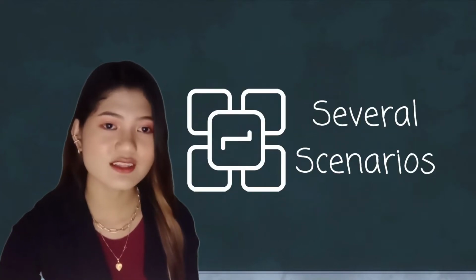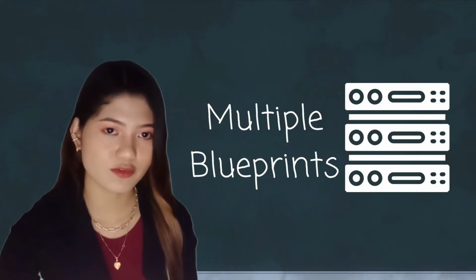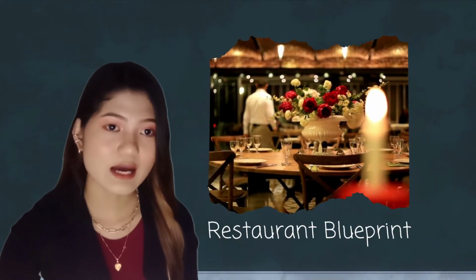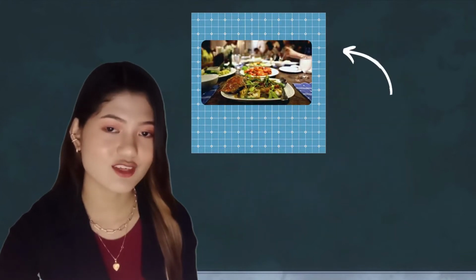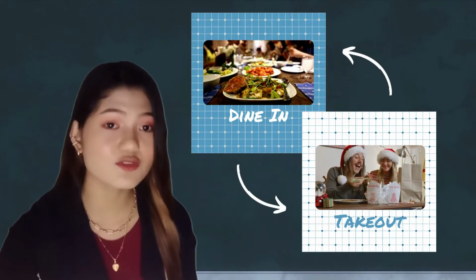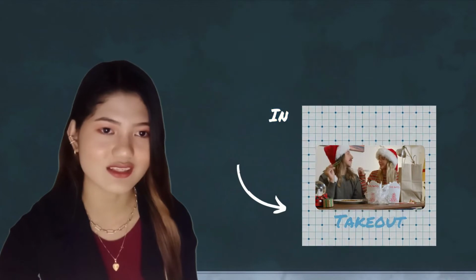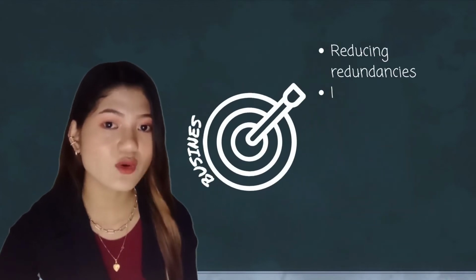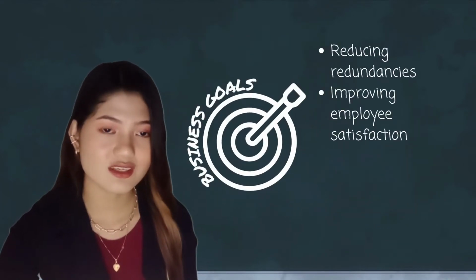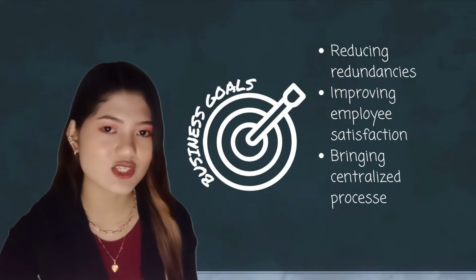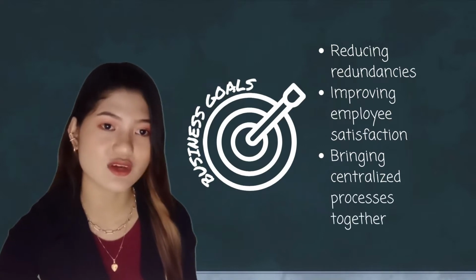If there are several different scenarios that the service can accommodate, you may have multiple blueprints for the same service. For example, if you run a restaurant, you might have different service blueprints for ordering food for takeout versus dining in the restaurant. It should always have the business goal in mind, such as reducing redundancies, improving employee satisfaction, or bringing centralized processes together.